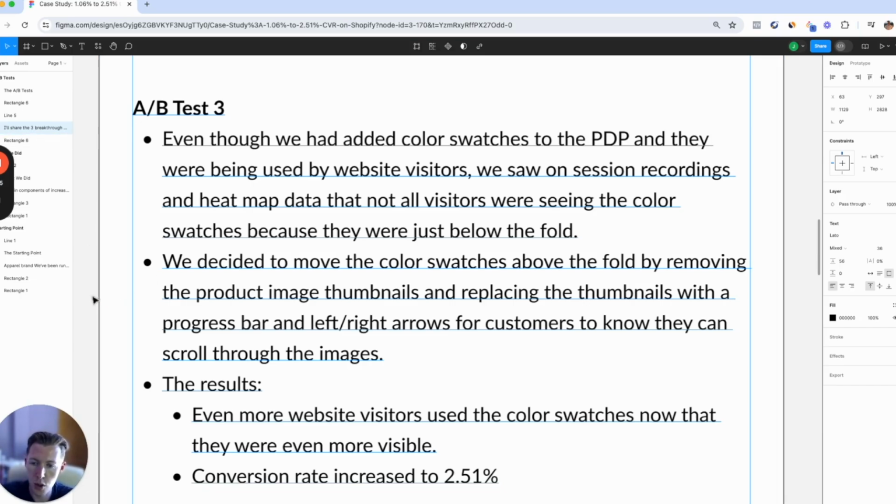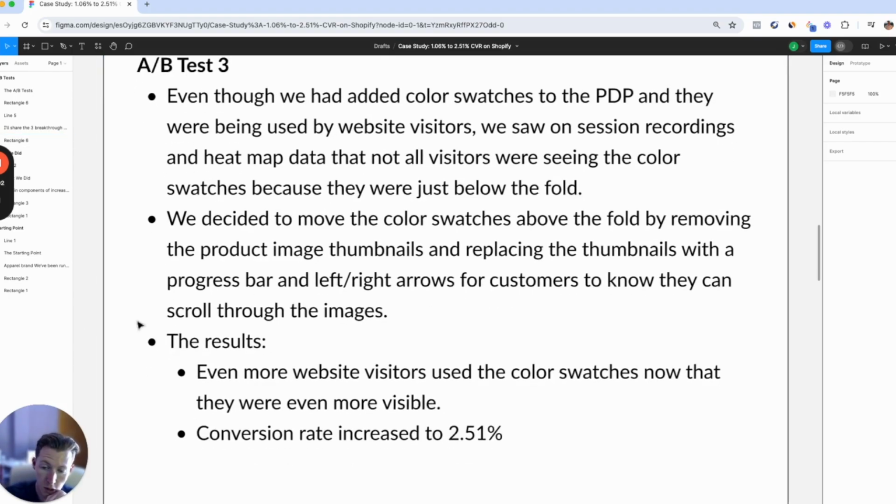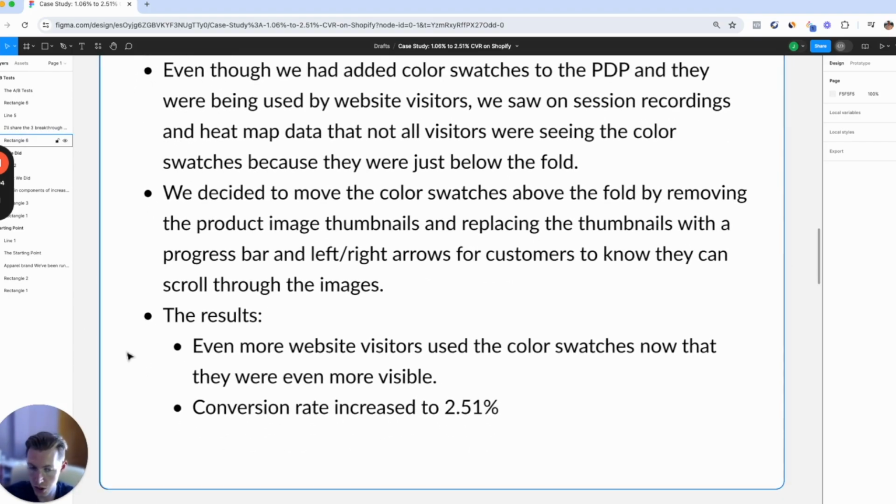So we decided to move the color swatches above the fold by removing the product image thumbnails that we had on mobile and replacing them with a progress bar. It's a very thin bar which shows there are more images, with left and right arrows, right? So customers knew that they could scroll through the images. And as a result, even more website visitors used the color swatches. Through heat map data, we saw more traction on those color swatches now that they were even more visible, and conversion rate increased to 2.51% as a result.